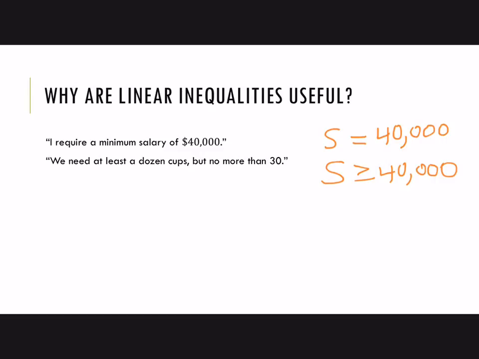Here's another one. This is often called a compound inequality. We have two things to consider here in this second one. We need at least a dozen cups, but no more than 30. So if C represents cups, then there need to be at least a dozen of them. So greater than or equal to 12, and no more than 30. So C is less than 30.